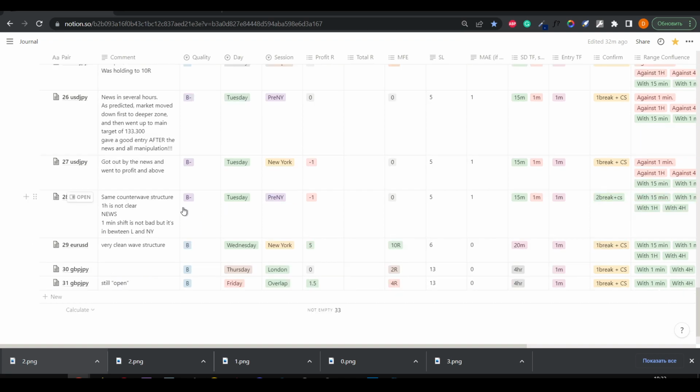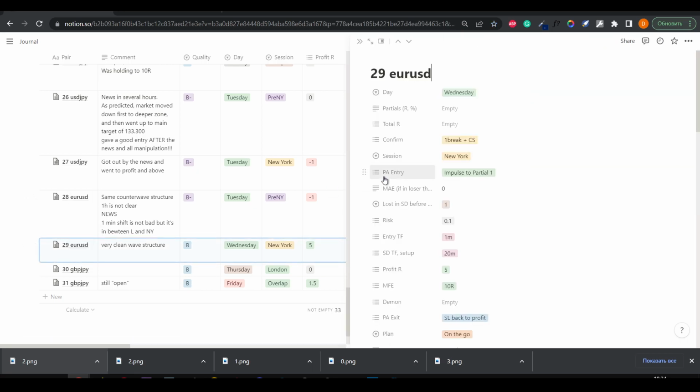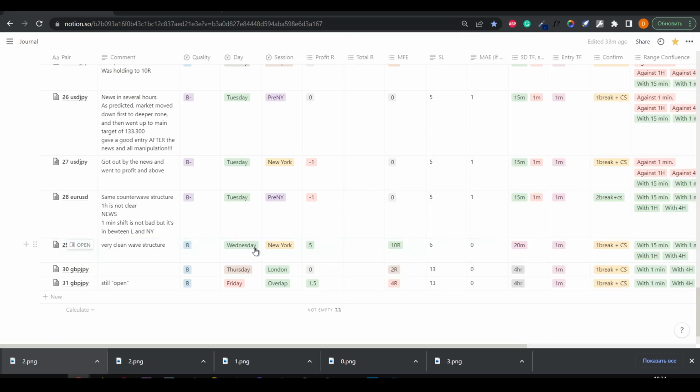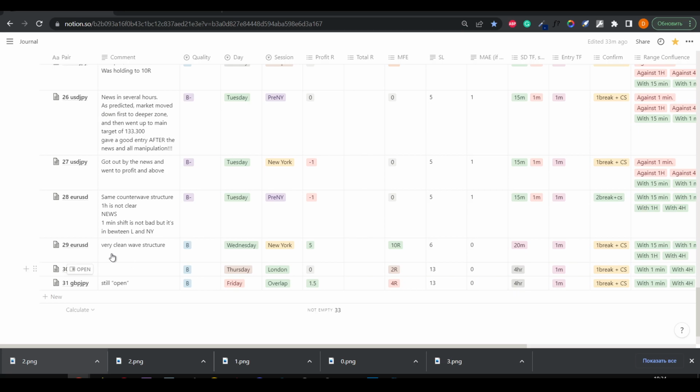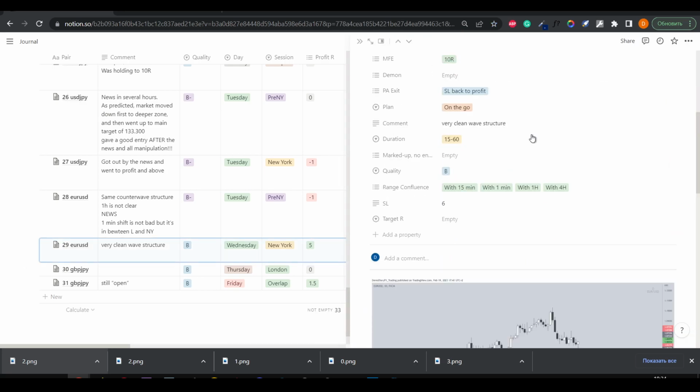So let's start with Euro USD. This is a quick outlook. We had Wednesday, the New York session, price hit 5R, and 10R eventually. It didn't go even one pip against the entry, it just fell off. We had a 20-minute zone and 1-minute confirmation, and basically that's all. So let's look at screenshots.